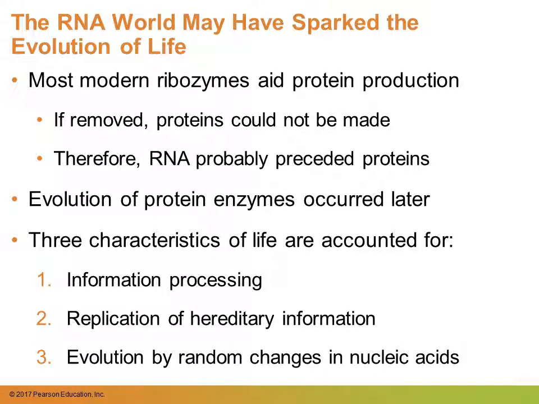There's additional evidence that shows that most ribozymes aid in protein production, and they must have evolved first before proteins themselves. So this is another indication of an RNA world hypothesis. And why is this so important? Because RNA has three characteristics of life: information processing, replication of heredity information, and evolution by random changes. So it carries three of the five characteristics of life.